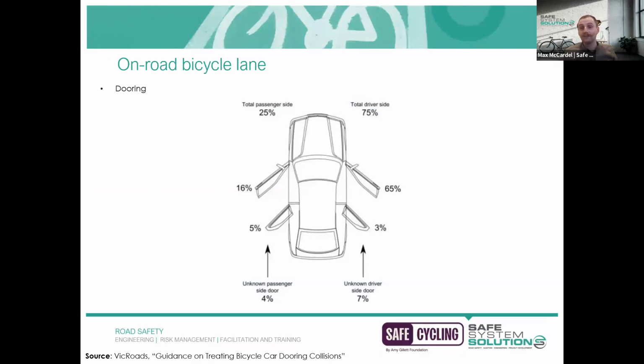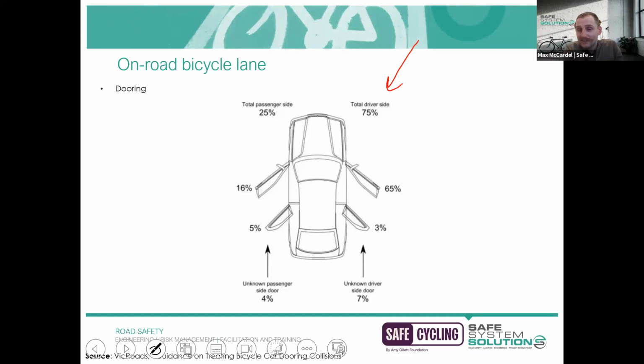There was a bit of a study done probably about 10 years ago now of where cycling dooring collisions are occurring. It's one of those studies that I'm not 100% sure was required, but that's okay. I can still talk about it. Basically, what it said was our dominant collisions are occurring on the driver's side, about 75%.